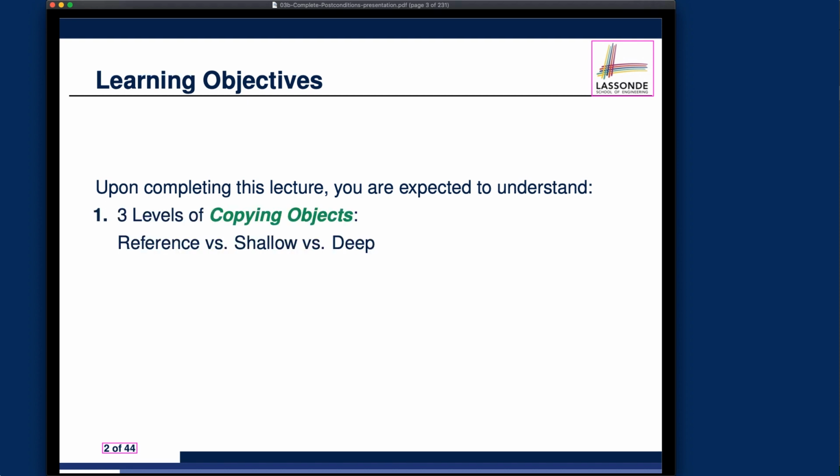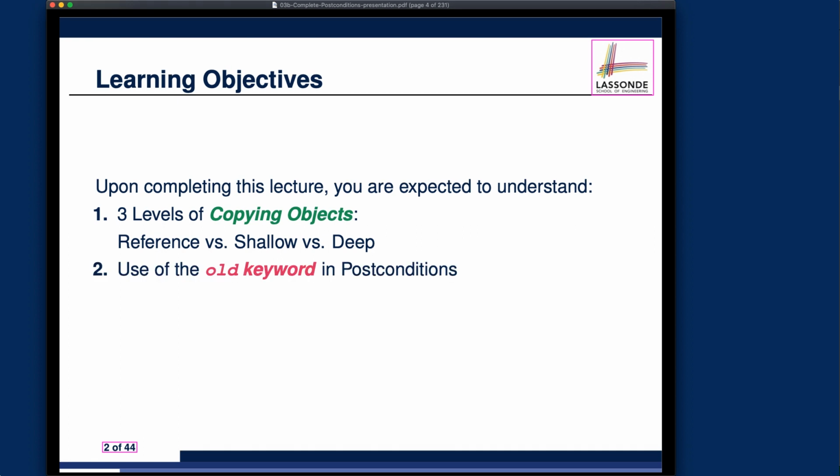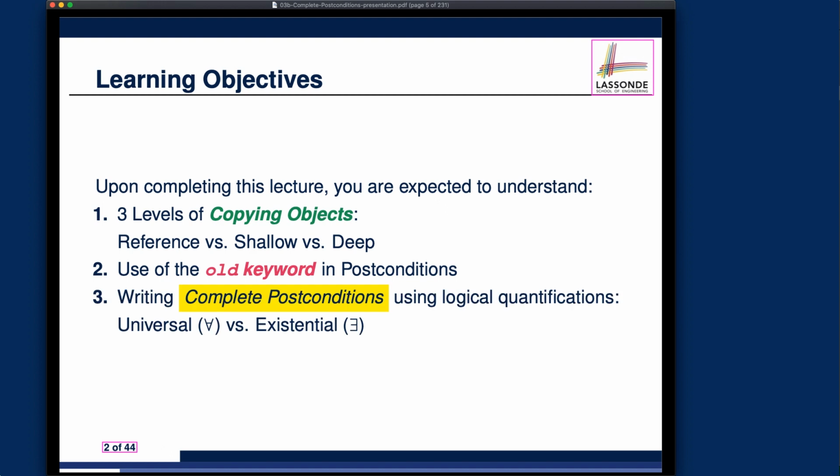Number one, we'd like you to understand the 3 levels of copying objects: reference copy, shallow copy, and deep copy. Number 2, we want you to know how to use the old keyword in the post condition, combined with some object copying. We'll see how exactly these two interplay together. And then the final item will be to write the complete post condition using logical quantifications, either universal or existential. That's something you have to make a judgment on to see which one to use. We'll see a concrete example of applying all these together at the end.